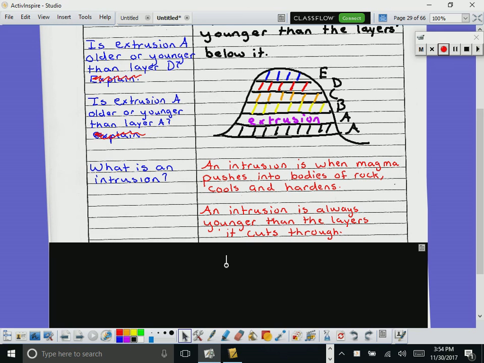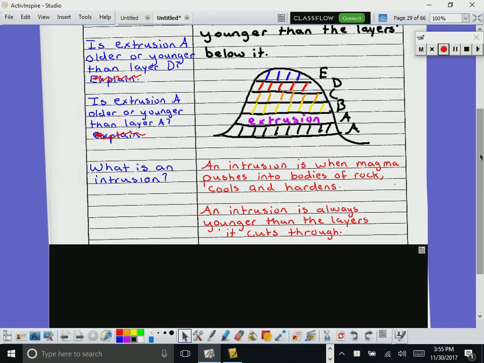An intrusion is always going to be younger than the layers it cuts through. So for it to be able to cut through a layer, the layer must have already been there. Therefore the intrusion is younger. It came after those layers. So think of it in terms of your bed. If you put your frame down, you put your box spring down, then you put your mattress down, then you take a samurai sword and you cut it in half. If you cut that bed in half and then you put your sheets and your blanket on top, well, the cut came before. It's just like that, the intrusion pushed up through there.